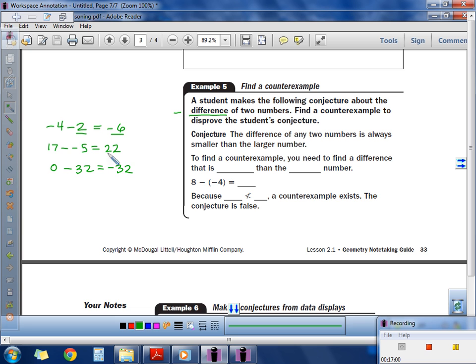All right. They said the difference is smaller than the larger number. Well, which one's the larger number this time? Oh, 17 is the larger number this time. Is this smaller than the largest number? No, we just disproved them with a counterexample. This is a counterexample. Write that down. That disproved their conjecture. Their conjecture is not valid because we disproved it. We said, hey, I can come up with a difference that is bigger than the larger number over here. We disproved them.